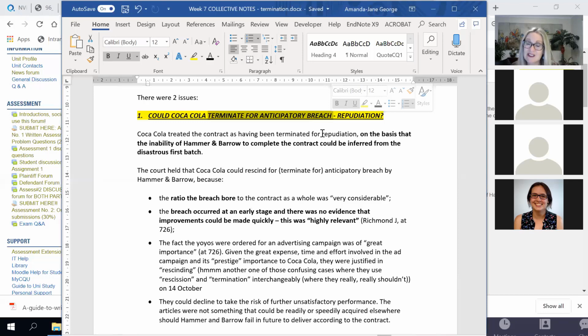There was a really super expensive ad campaign, and so there was time pressure. If they didn't get these yo-yos quickly enough, they wouldn't get them out to the shops. If they didn't get them out to the shops, it wouldn't be out fresh in everyone's mind. Oh, well, while I'm buying my milk this week, I'll pick up a yo-yo for the kid. Do you know what I mean? So there was the value of the advertising campaign. There was also reputational issues.